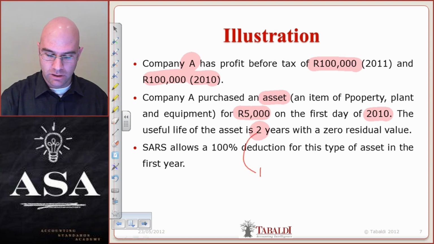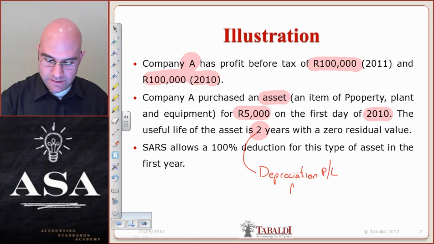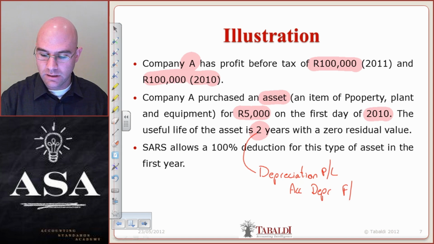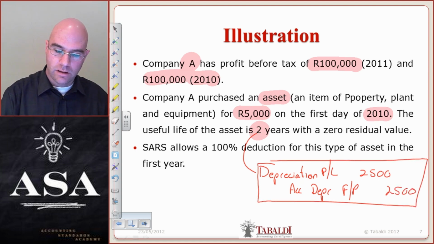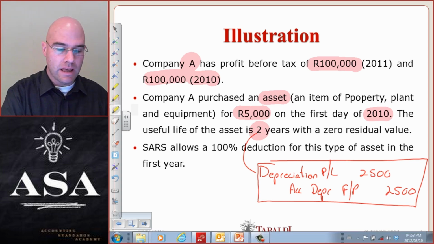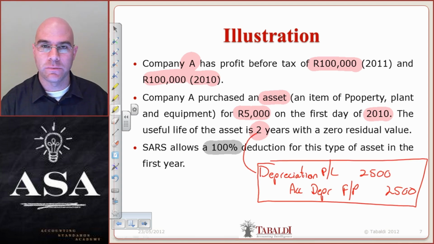Let's do a quick journal for that. I'll go debit depreciation, profit and loss, credit, well, the asset, but I have a sub account for the asset called accumulated depreciation in the statement of financial position. Each year that will be 2,500. The tax authority, however, has said that in year one you will get 100% tax deduction. So the tax expense, for want of a better word, is the full 5,000 in year one.